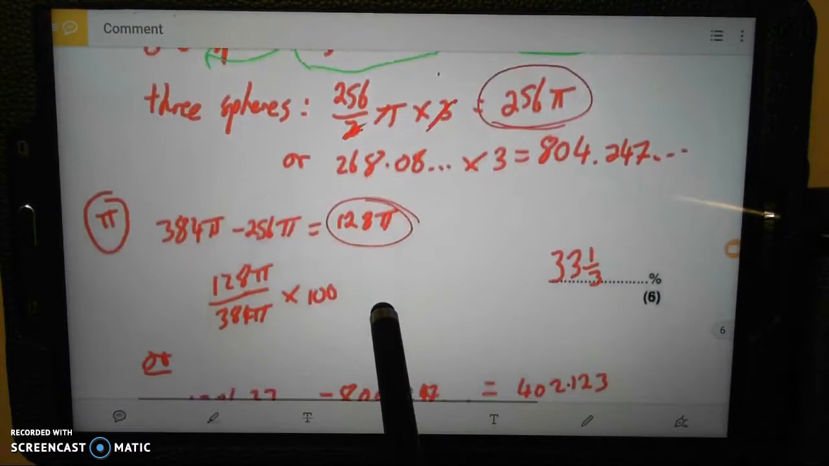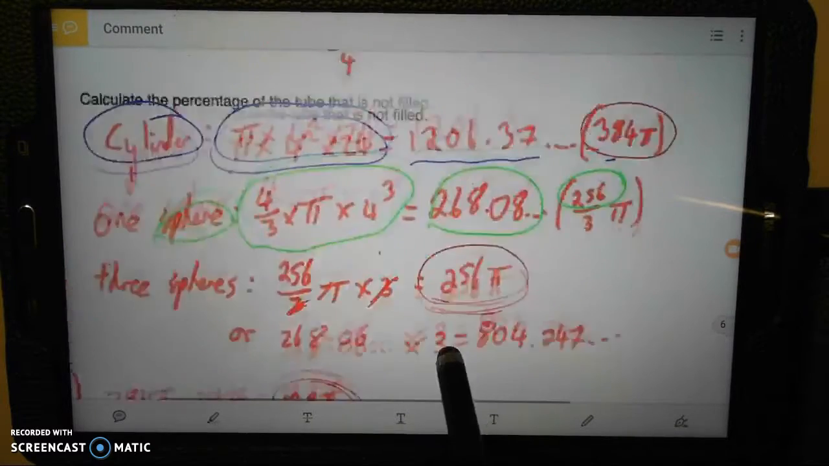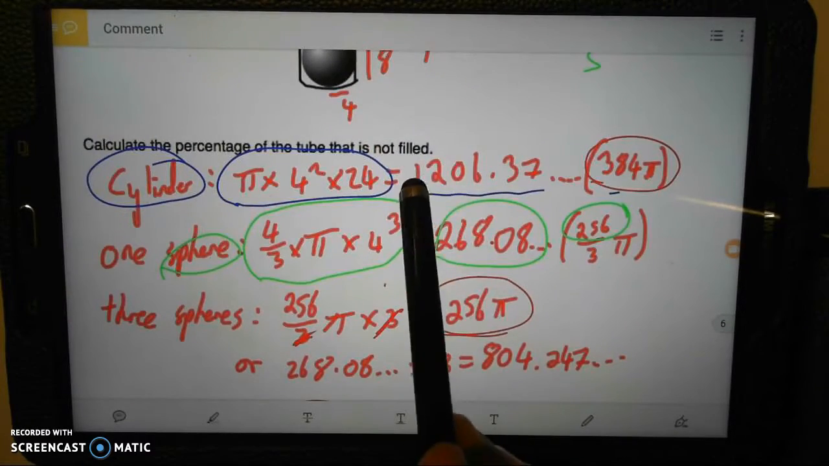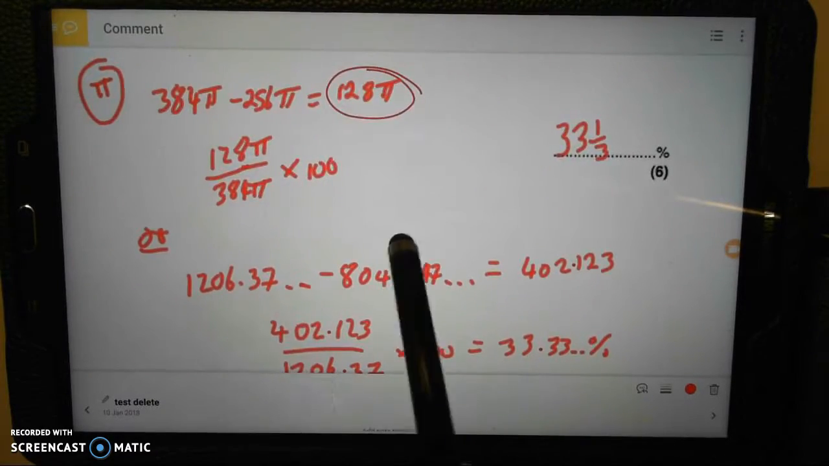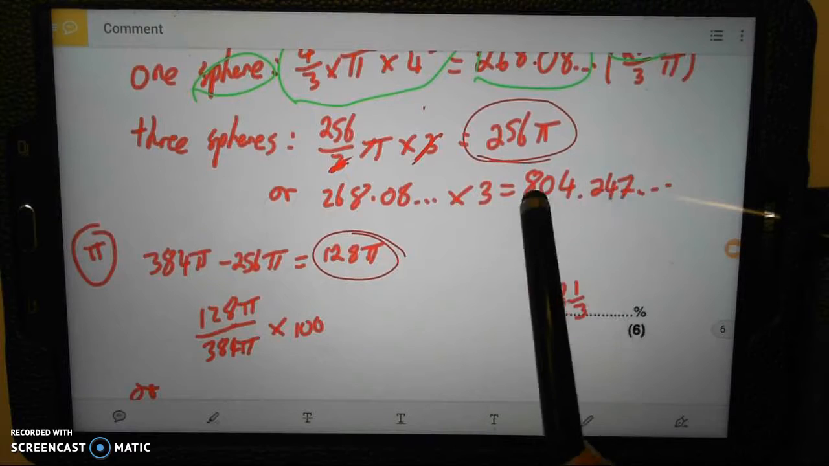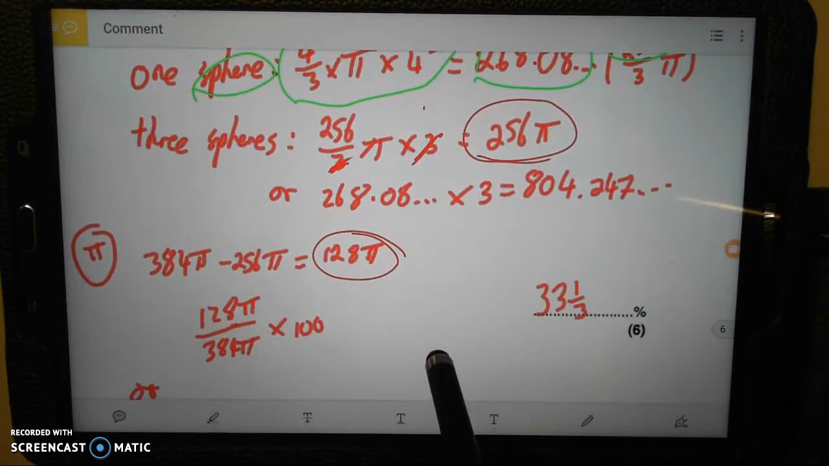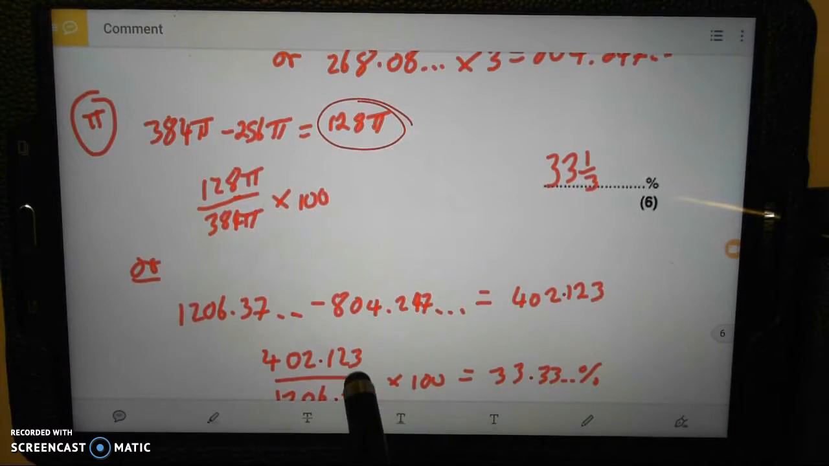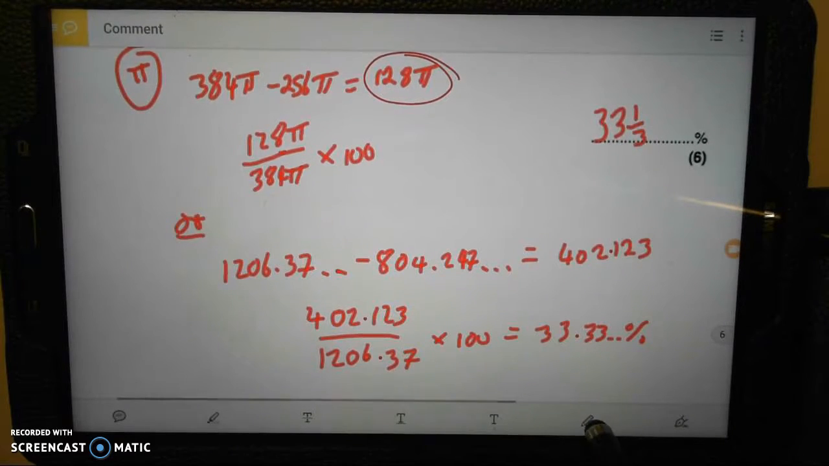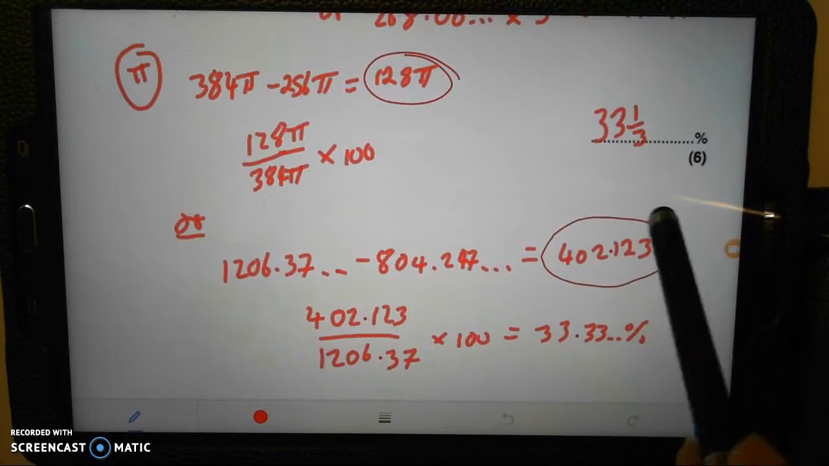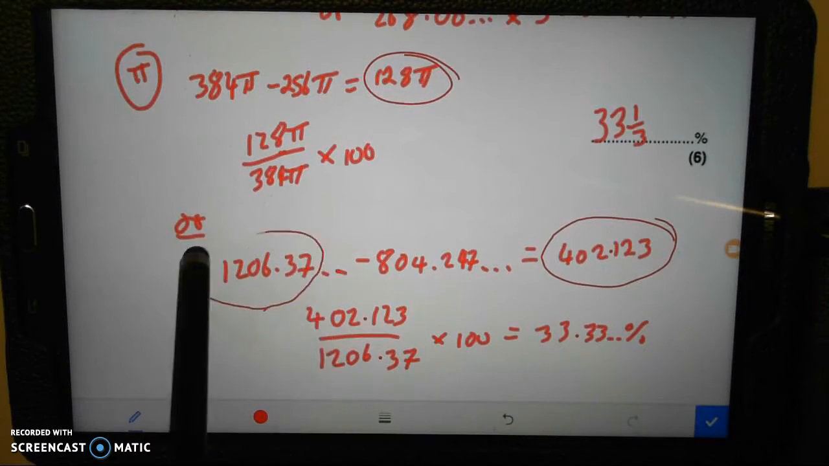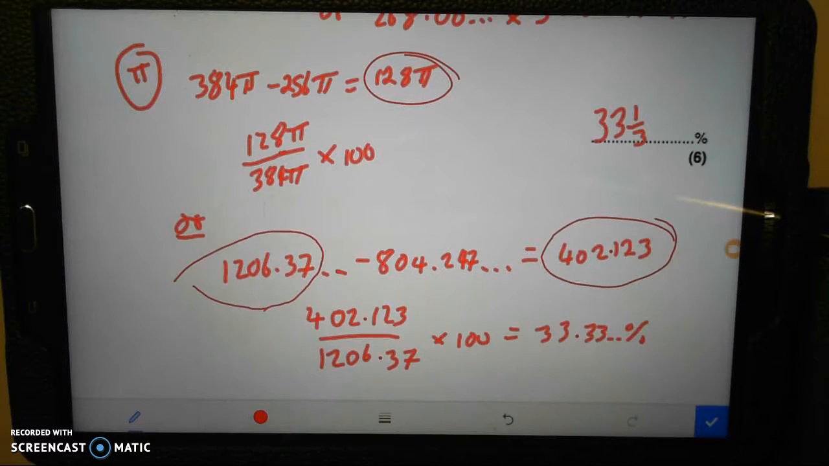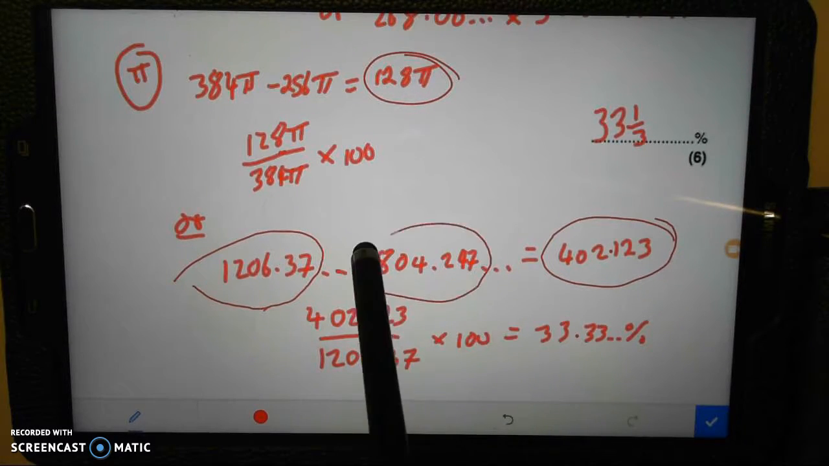However, if you wanted to do it using the decimals, the total volume of your cylinder was 1026.37, which I've written there. The total volume of your spheres, all 3 spheres, was 804. So you take the 2 away, you'll get 402.123. So this here is your empty space, and remember this was your total volume of your cylinder, and this was the total volume of your 3 balls.